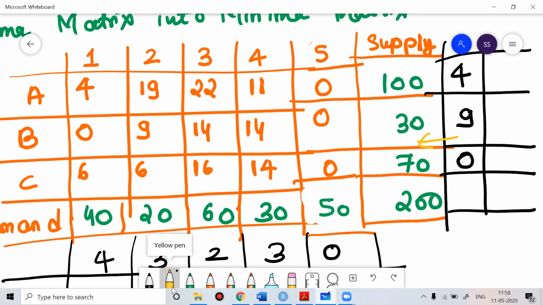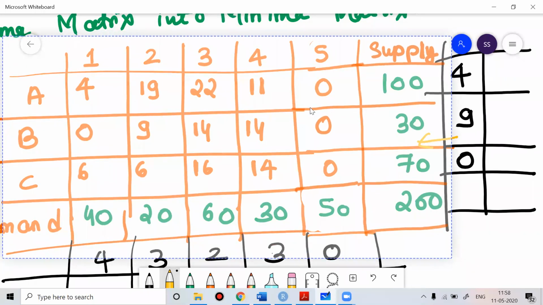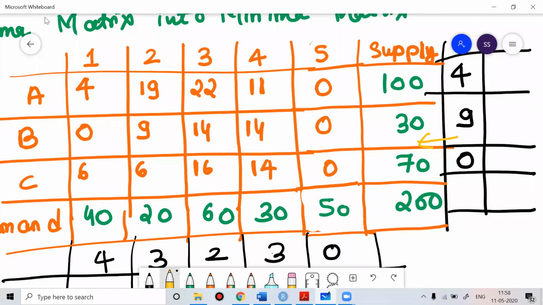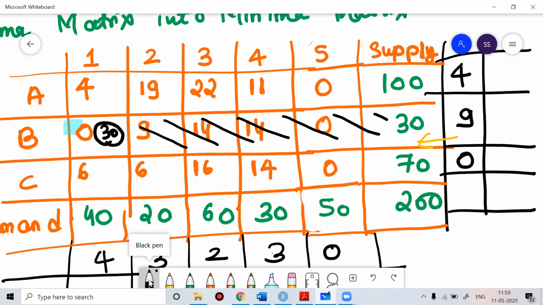In this second row, if you notice, the lowest element is 0. So 2 zeros are there. Out of the zeros, you can give preference to any 0. Now suppose I work on this 0, then the demand for that is 40 and the supply is 30. So I'll put 30 here. If I put 30 here, now no allocation can be done. This is done, and this left is 10.